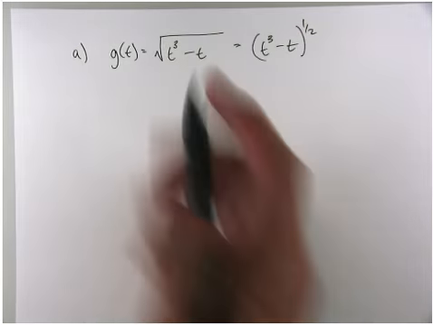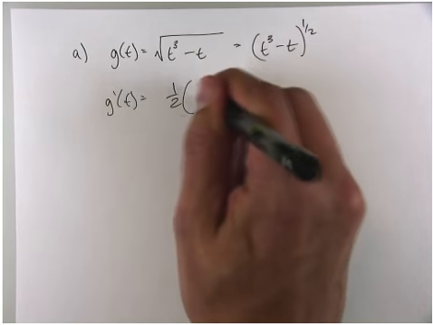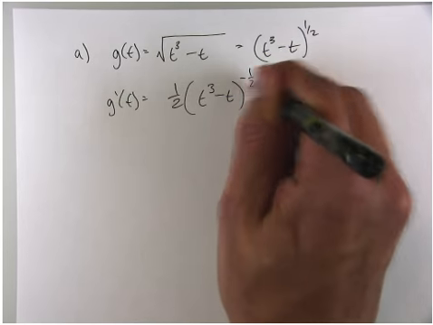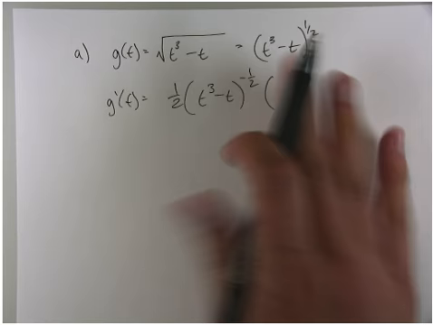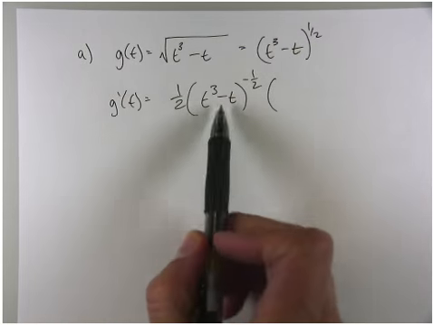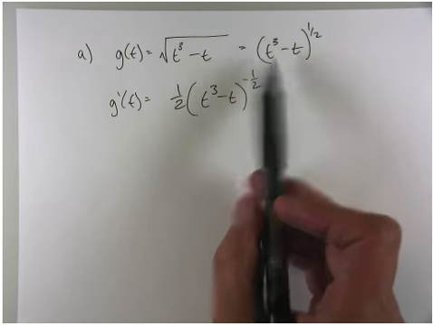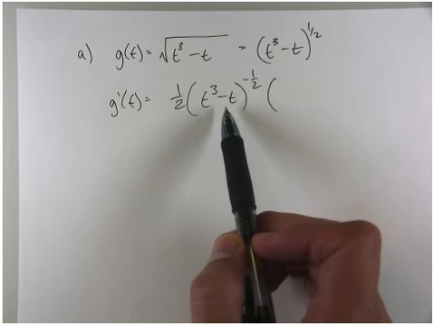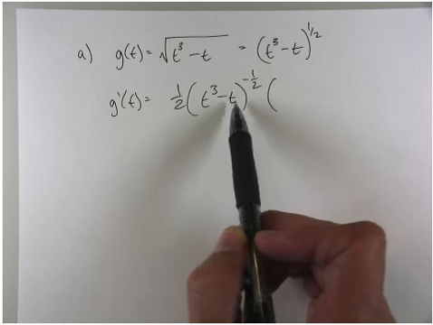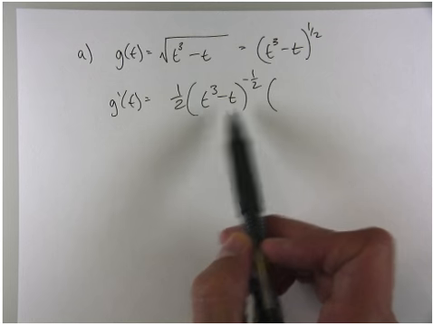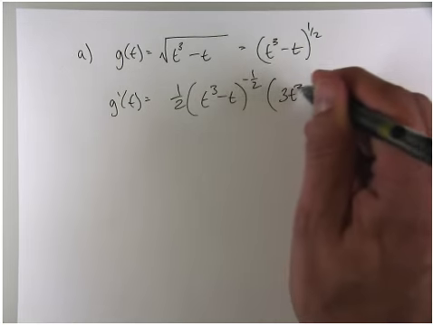I have something to the 1/2. So the power comes down, the inside stays the same, the power is reduced by 1, okay? Just like I normally do, right? Something to the 1/2 is 1/2 something to the negative 1/2. The something is t cubed minus t here, so it's t cubed minus t here. But because t cubed minus t is more complicated than just a plain old x, I need to multiply here by the derivative of t cubed minus t, which is 3t squared minus 1.